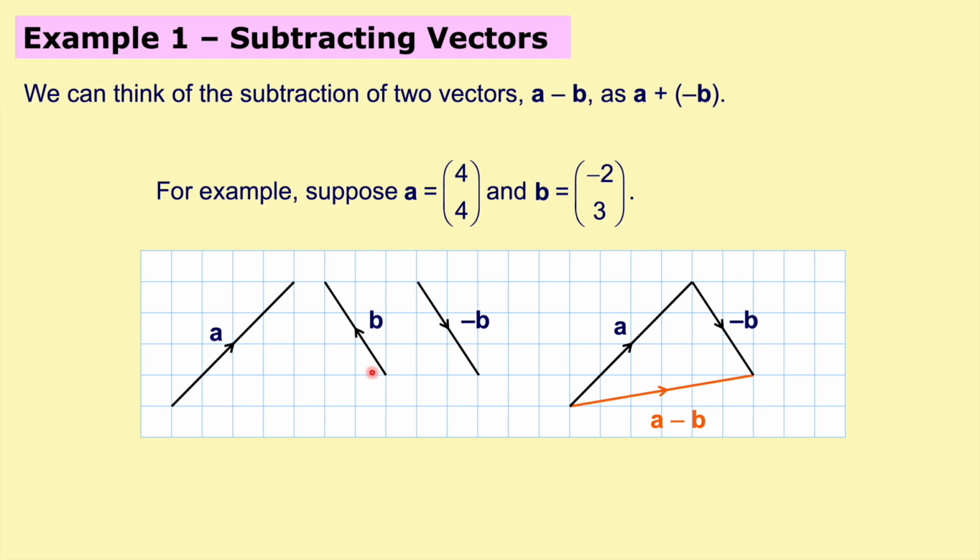And then we can state the components of A minus B. So 4 subtract negative 2 is 4 add 2 to get 6, and 4 subtract 3 is 1. So be careful of your double negatives when you're doing this.